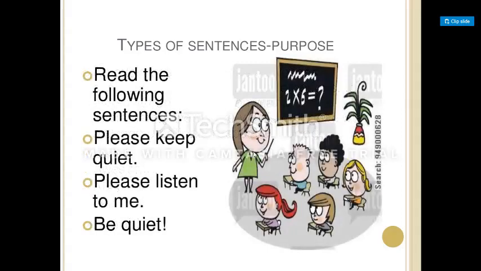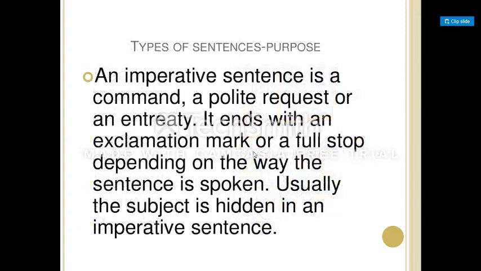And what we further added was imperative sentences. What are imperative sentences? We defined imperative, and we also had some examples of imperative sentences. Dear students, today I'll talk about optative sentences.